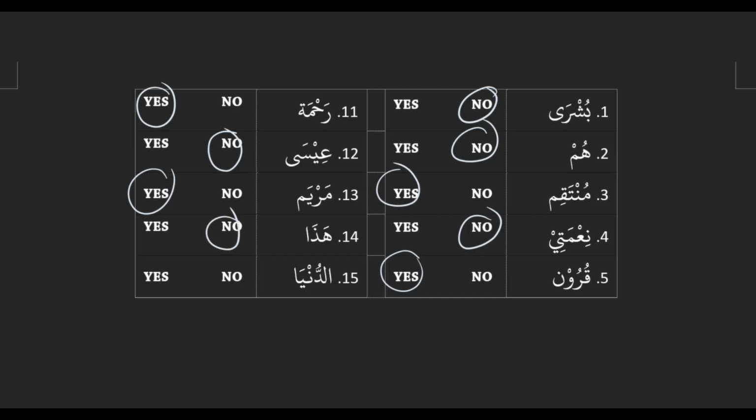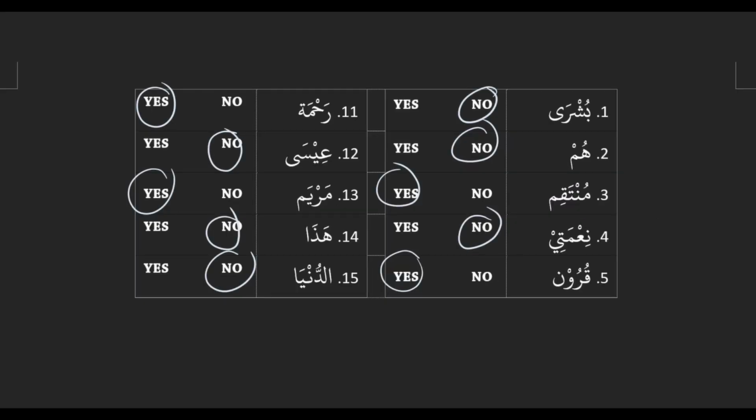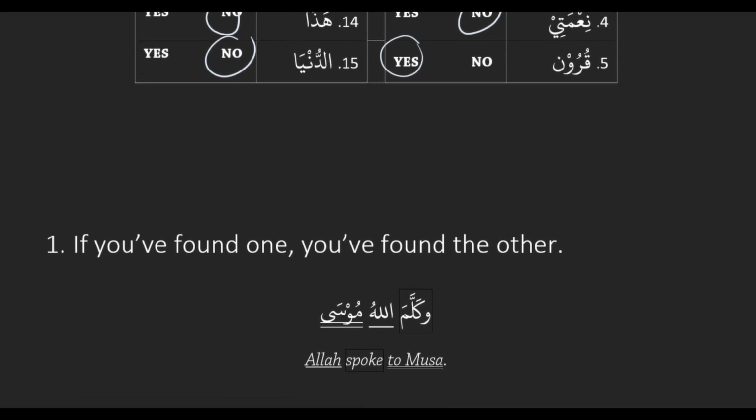No label. الدنيا. Pronoun, pointer, ends in alif. So no, it cannot take a label. It can't take a label. Good. So are we clear on labelless words? Yes. We know our categories? Yes. Okay, now that we can recognize a labelless word, let's do some in-context practice.